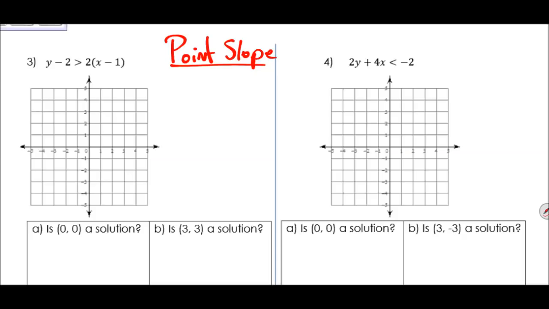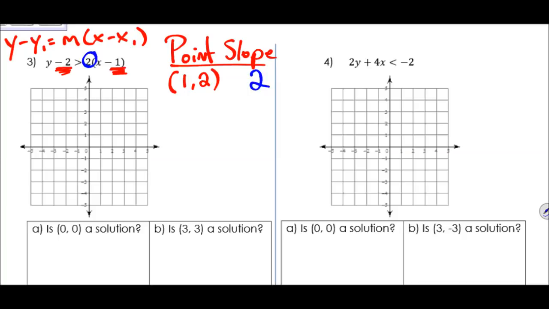It's giving us a point. It's usually written like this, where the x1 and y1 are just coordinates for a point. So the point 1, 2 is a point on that line. Then the slope is the m. That's just sitting in front of the parentheses, so our slope is 2. So we have a point and the slope.